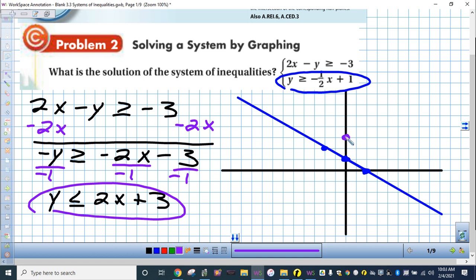With the purple, we start at +3. From there, I can go up 2 to the right 1. I can also go down 2, left 1. And draw my line.